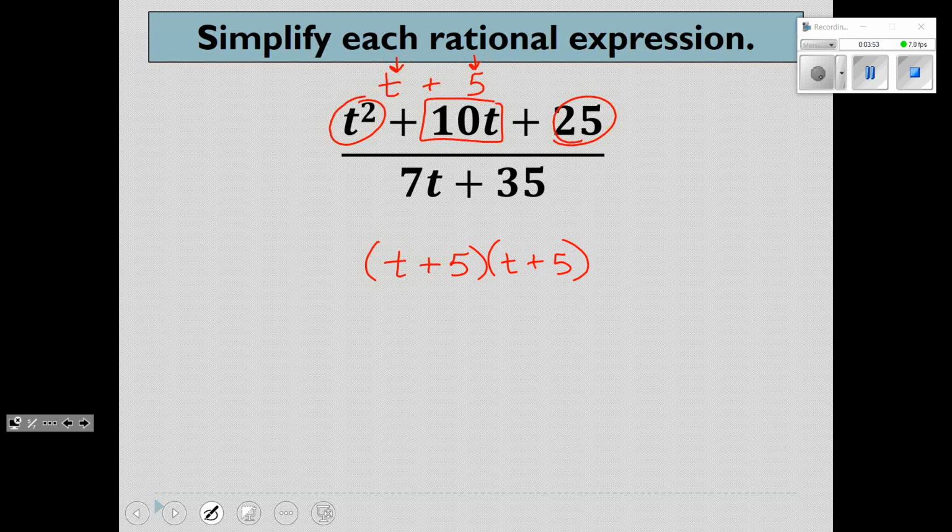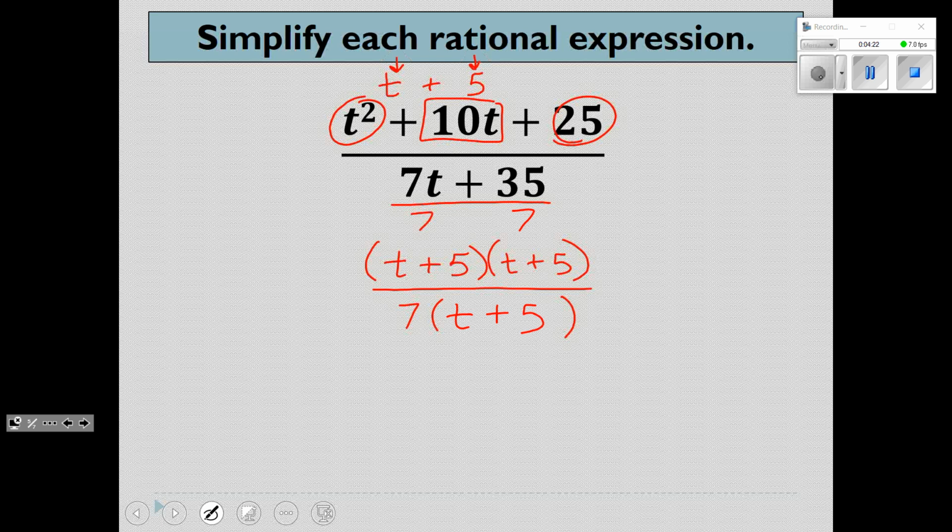If you didn't know that, then you would have to do the reverse FOIL, where for 25, you think of factor pairs for 25. There's 1 and 25 and 5 and 5. So there's our plus 5 when we factor it. On the bottom, we have two terms. It's not the difference of two perfect squares, but we do have a greatest common factor of 7. So we're going to factor out 7. When we divide both terms by 7, that leaves us with t plus 5.